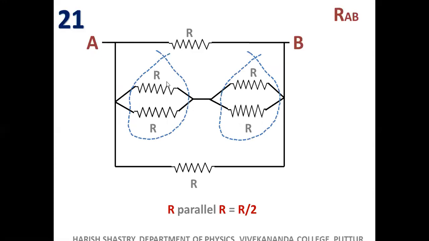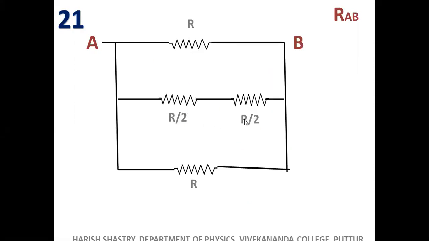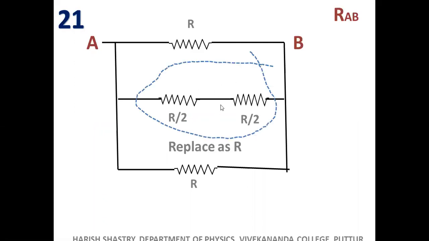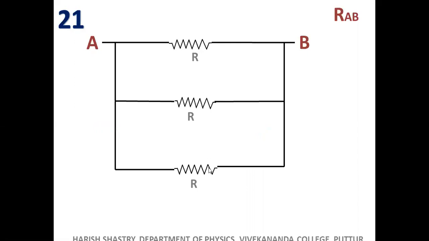Last time both were 2R's. So this was R and this was R. Now both were R's. R by 2 plus R by 2, that is totally, this one is R. And when this is R, you have R in parallel. It is R by 3. Equivalent resistance between A and B is R by 3. Okay. We will move on to the 22nd problem.